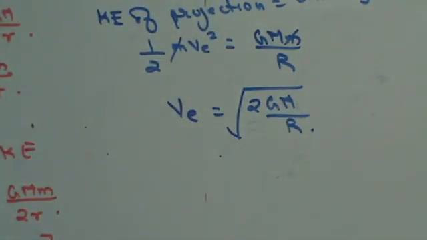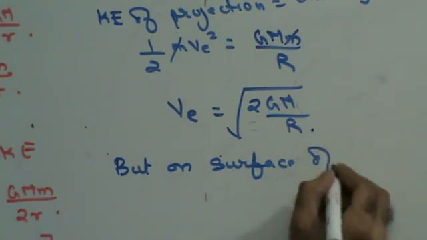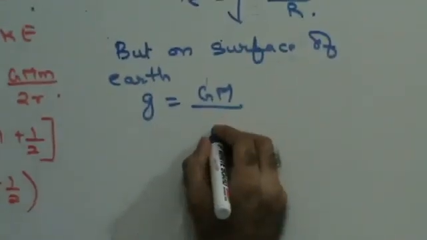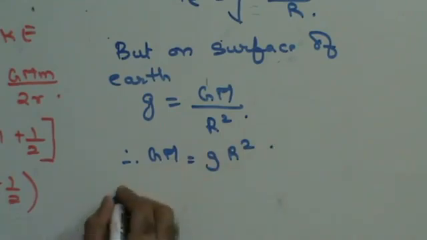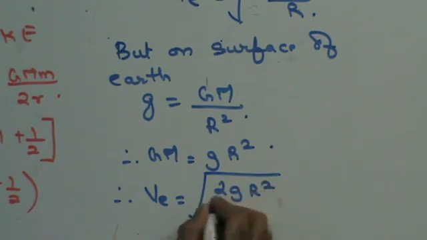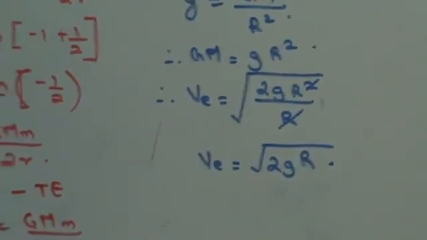But on surface of earth, g is equal to GM upon R square. Therefore, I can say that GM is equal to gR square. Hence, the escape velocity will be square root of 2gR square upon R. R and square gets cancelled, so escape velocity is also given by the formula square root of 2gR. Fine, do we get this thing here? So, do we understand what is escape velocity? Right, we'll stop this here for the day. Thank you very much.